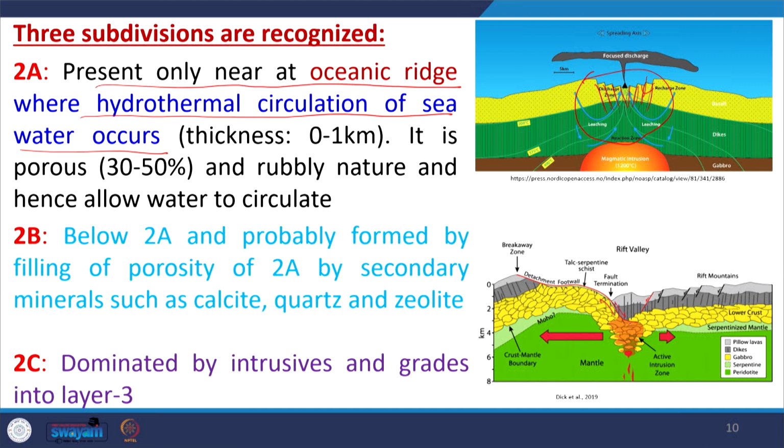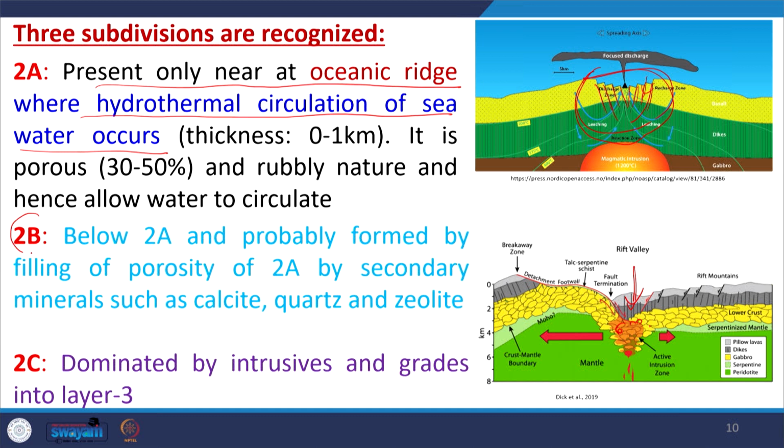Apart from that, we have the pillow basalt, and the pillow basalts are highly porous. There is high porosity and permeability among the different pillows. So, that is why it is allowing the water to percolate down. This area is porous and permeable, so allowing this water to percolate down. Now, this represents layer 2A.